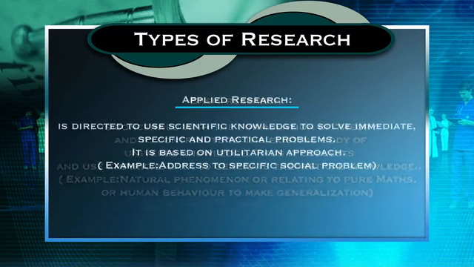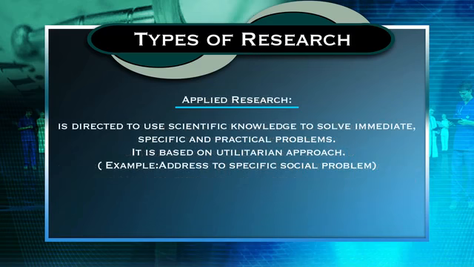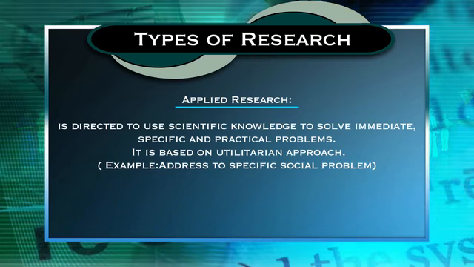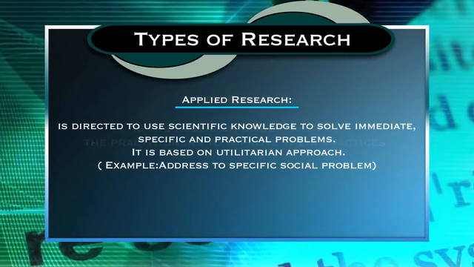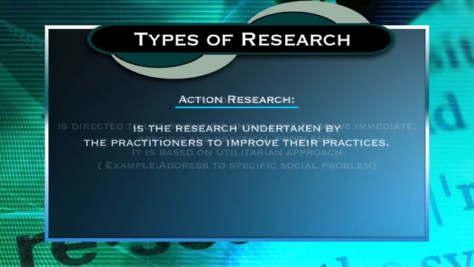On the other hand, applied research is directed to use scientific knowledge to solve immediate, specific and practical problems. It is based on a utilitarian approach, that is addressed to a specific problem. For example, in our previous example of social science, when the general social behavior of people is studied for generalization, it becomes basic research. But when it is applied to solve a specific social problem of a specific group or community, then it becomes applied research.